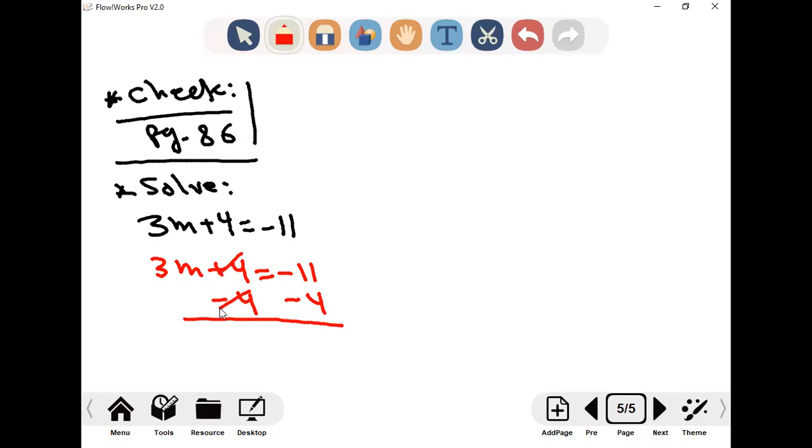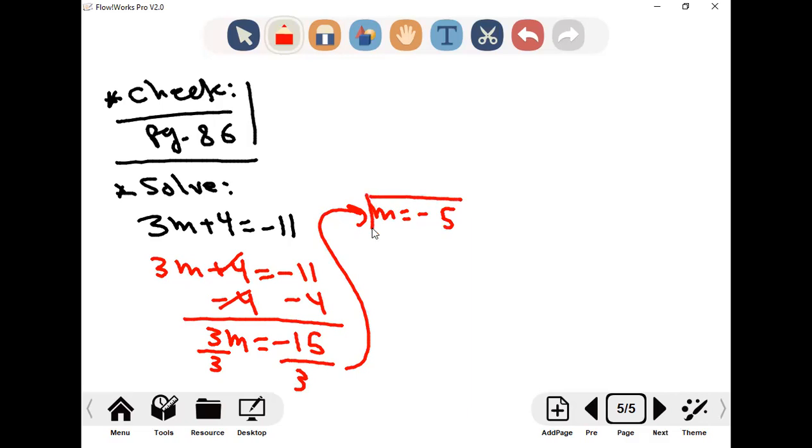Plus 4 with -4, 0. So still what here? -11, -4, -15. Right? Now I will divide both sides by what? To make them alone, right? So here I will divide by 3 on both sides. So n will be -5. Don't forget different signs in division give a negative answer. This is the first part.